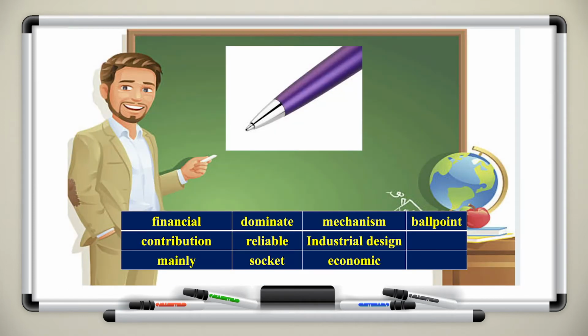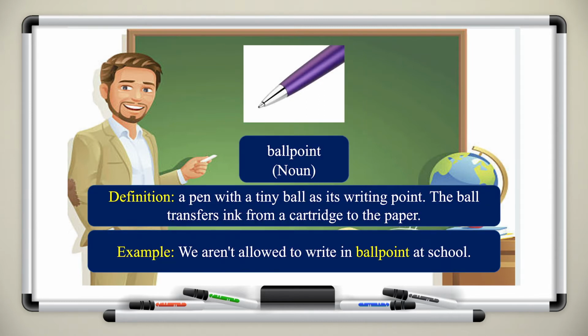We have the ballpoint pen, and of course I've mentioned that in the previous episode. It's a pen with a tiny ball as its writing point. The ball transfers ink from a cartridge to the paper. So the ball inside the tip of the pen pushes the ink from the pen itself to the paper. For example, we aren't allowed to write in ballpoint at school, so we have to use pencils.